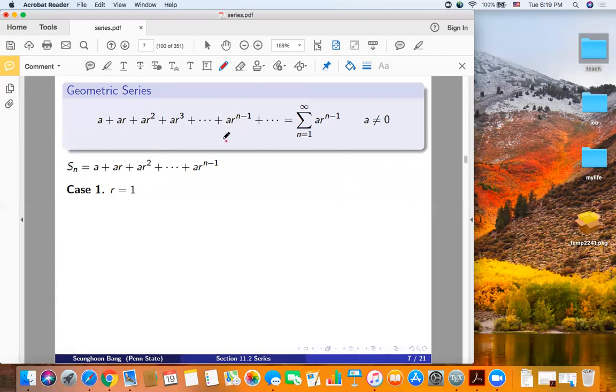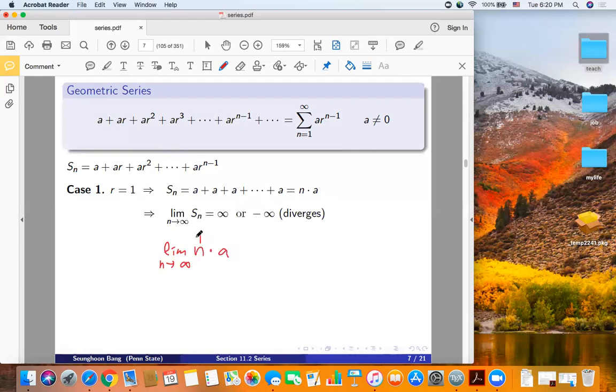Why? Let me see. You think about this one. Because you plug 1 into r, r equals 1, r equals 1, r equals 1. How many terms? We have n terms. That's right. Only a plus a plus a plus a. So the answer is n times a. Next, take the limit of the partial sum. So the limit as n goes to infinity of n times a. Does it make sense?